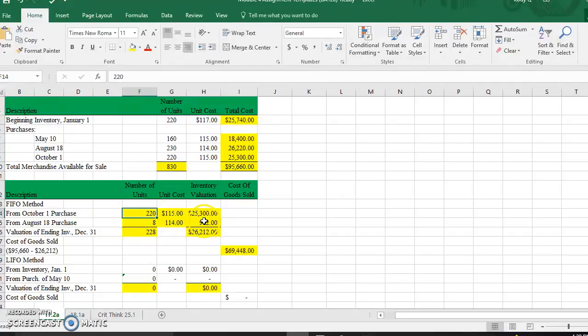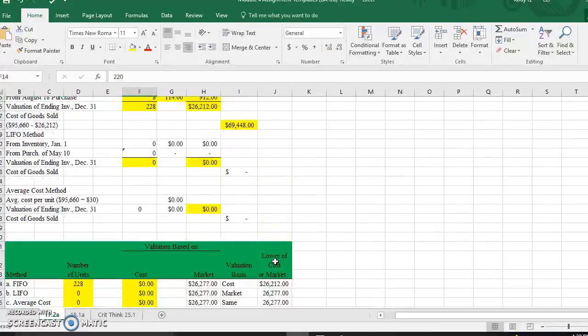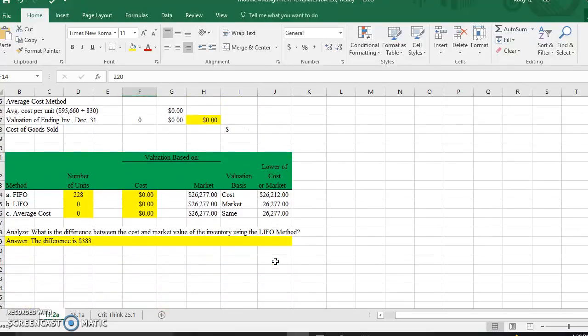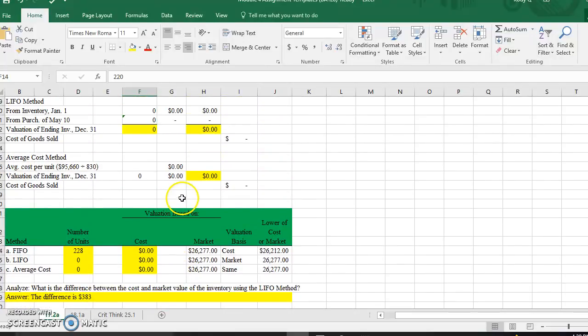So I've given you some examples. You're going to take this one here and look at it from the method, and you're going to have your 220 units that you sold there. So you'll have your FIFO, LIFO, weighted average. Everything will walk you through everything there.